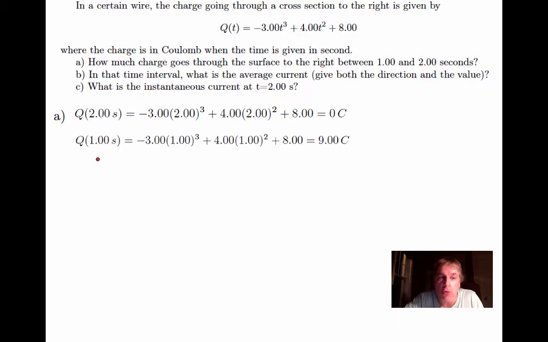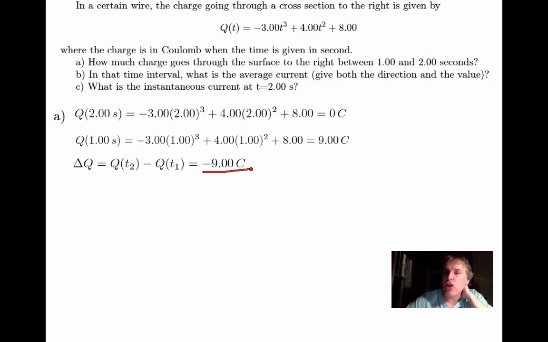Now we calculate the charge at 1 second. You plug in t equals 1 here, and you get 9 coulombs. So delta Q between 1 and 2 is Q at 2 seconds minus Q at 1 second. So it is 0 minus 9, you get minus 9 coulombs. And that's the charge that goes through that surface between 1 and 2 seconds. It's the charge that goes to the right because we're given Q of t to the right. Now, in that time interval, what is the average current? This is to the right because we're told that Q is to the right.